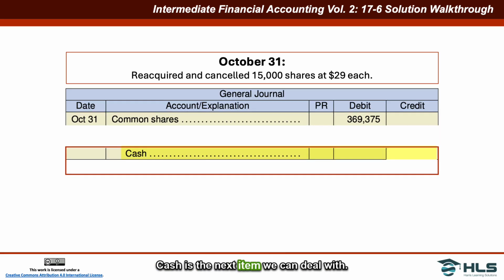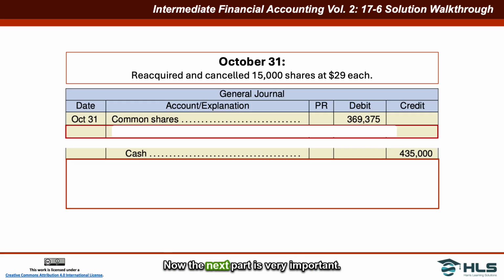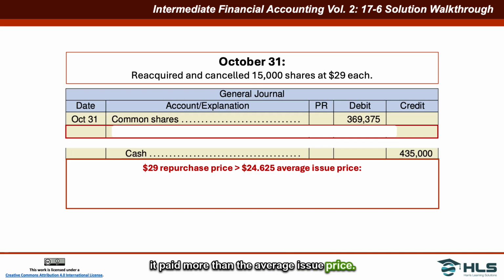Cash is the next item we can deal with. It pays $29 to repurchase 15,000 shares for a total of $435,000. Now the next part is very important. If the company had paid any amount less than $24.625 per share, the difference in this transaction would all go to contributed surplus. But in this case, it paid more than the average issue price. It paid $29 when the average issue price is $24.625 per share.